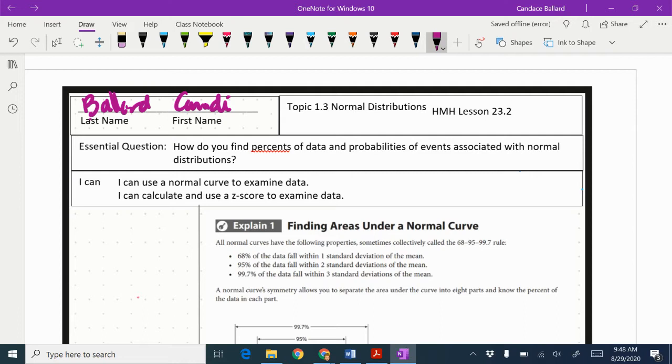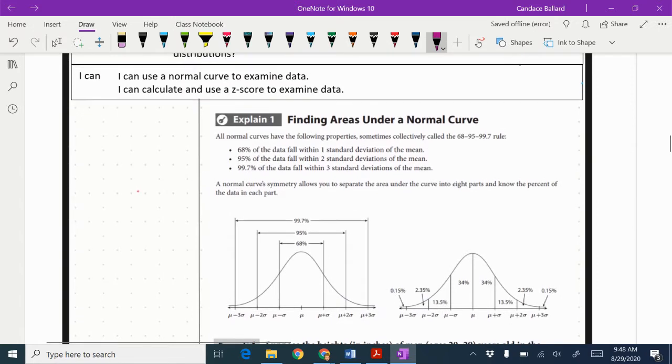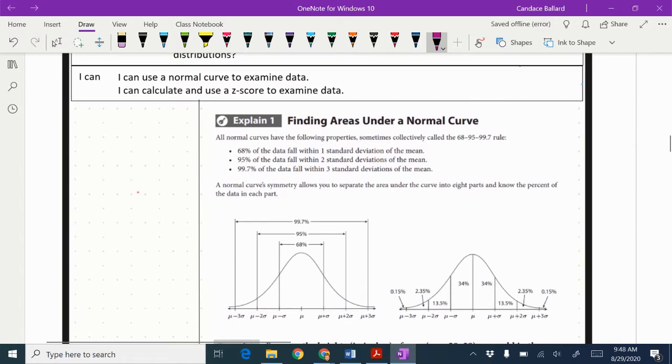By the end of the lesson, you should be able to say, I can use a normal curve to examine data, and I can calculate and use a z-score to examine data. And remember, between the essential question and the summary, you need to have 2 comments or questions in the left-hand column. We're going to split this probably into 2 videos. The first one, we're going to talk about the normal curve.